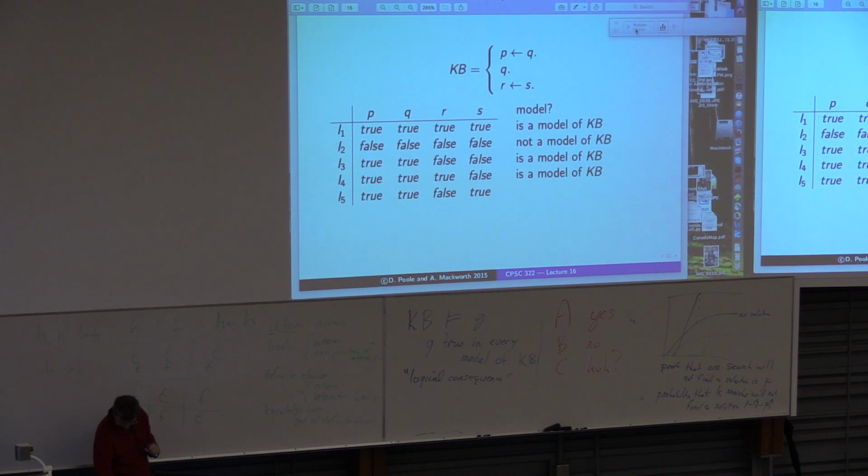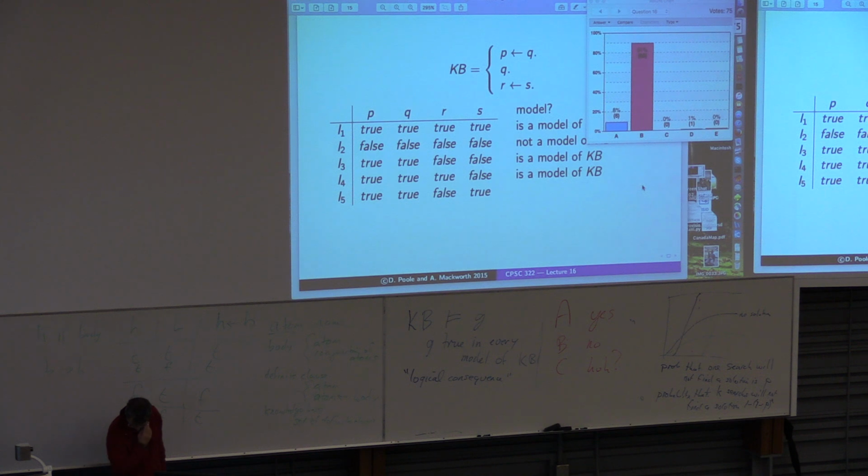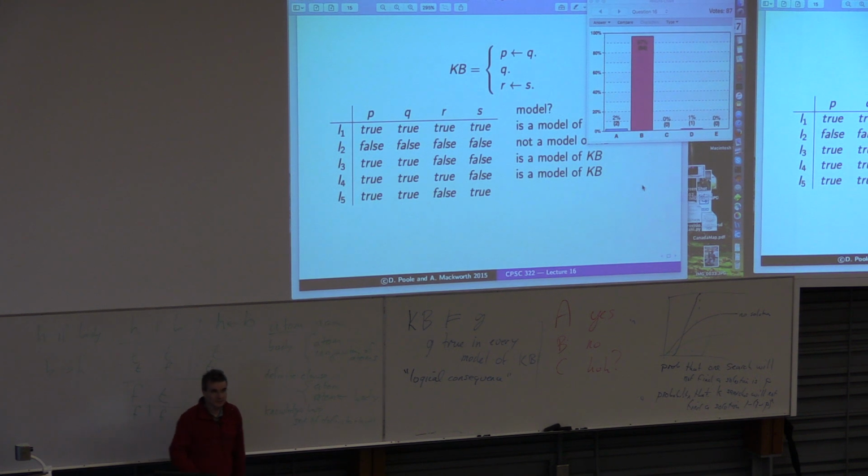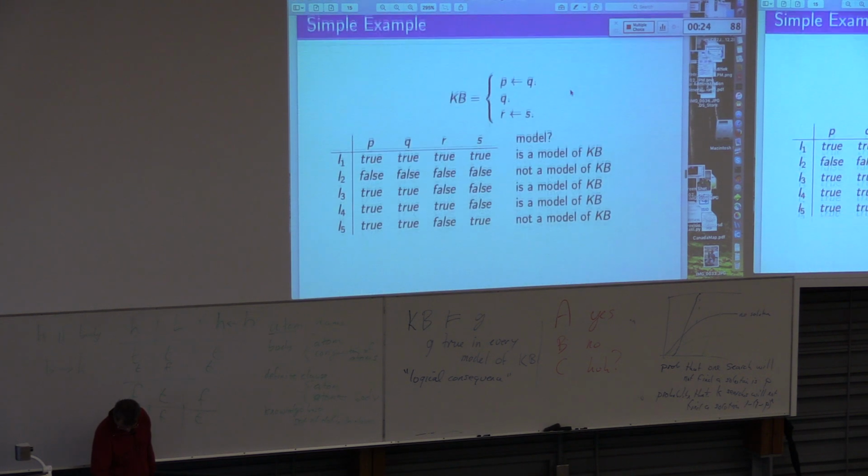What about I5? Is it a model or not a model? Right, why is it not a model? Because R if S is false in here. Okay? Everyone happy now? You know what models are?